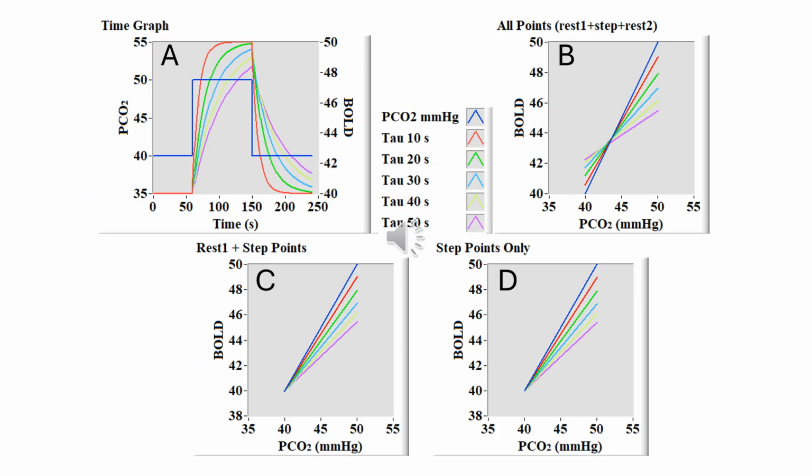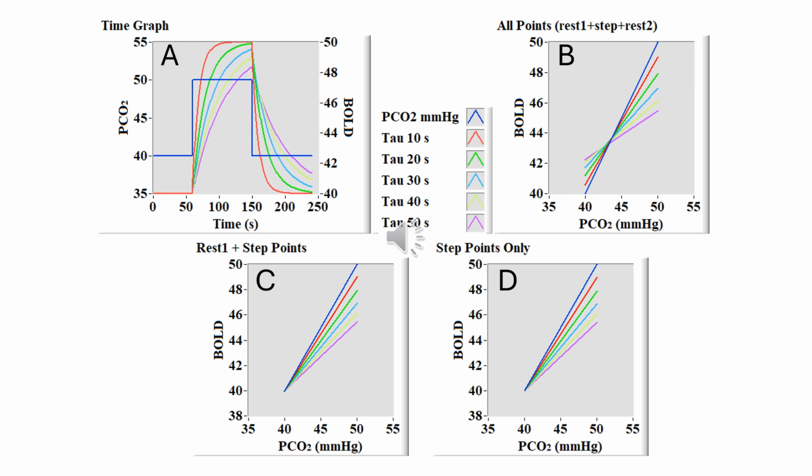These graphs show the effect of transients on the measurement of CVR using a step stimulus. Graph A shows the time course of BOLD responses of voxels with the same steady-state CVR but with various tau, the colored lines. The CO2 stimulus is a 10 millimeter of mercury step change from a resting value of 40 millimeters of mercury to 50 millimeters of mercury, shown as a dark blue line in graph A.